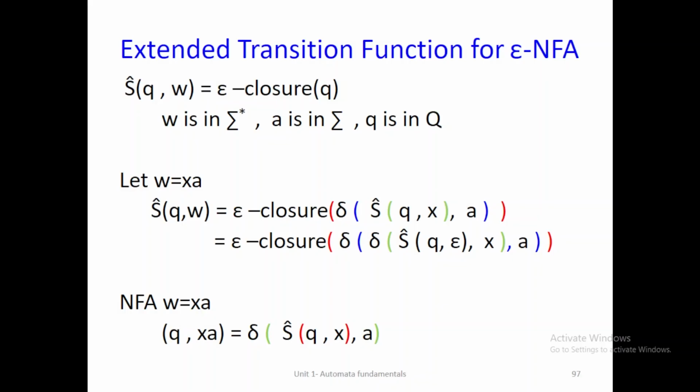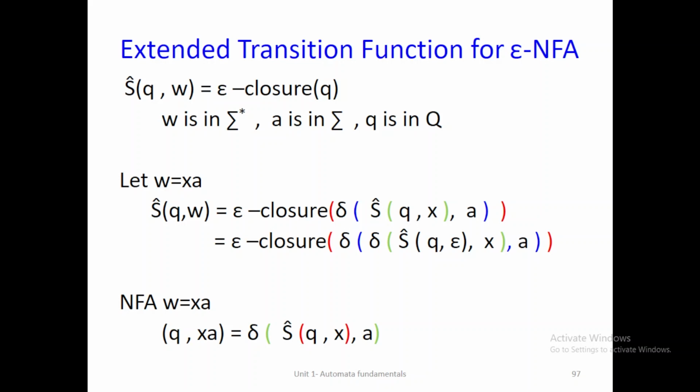In today's class, I am going to explain the extended transition function for epsilon NFA and the problem which comes under the conversion of epsilon NFA to NFA. Epsilon NFA is also a mathematical model which comes under non-deterministic finite automata, in which epsilon is also considered as an input symbol, including the alphabet symbols.